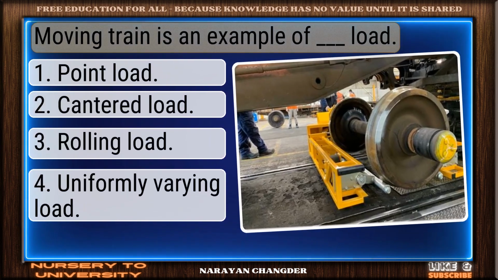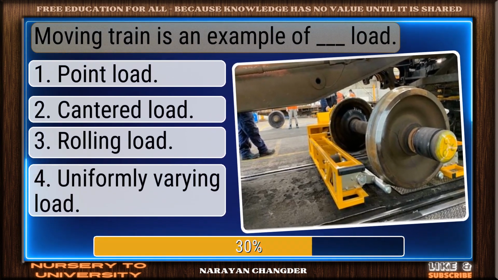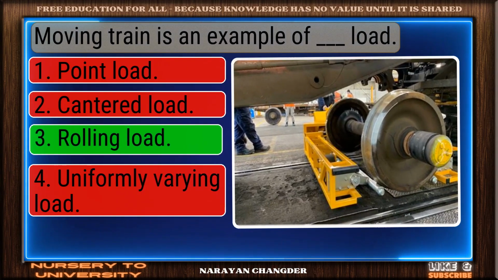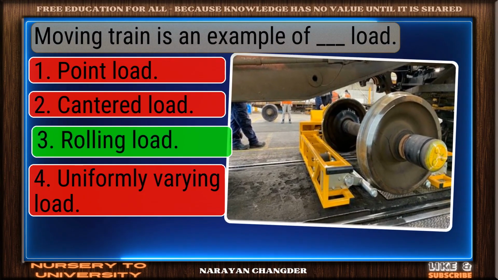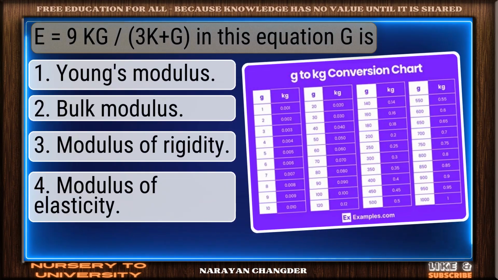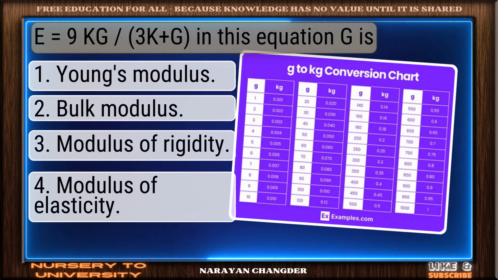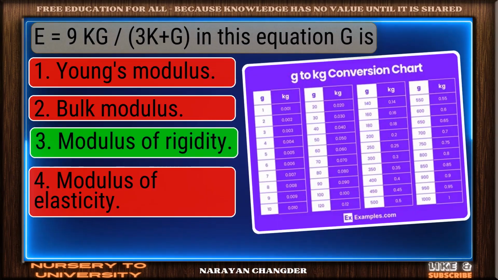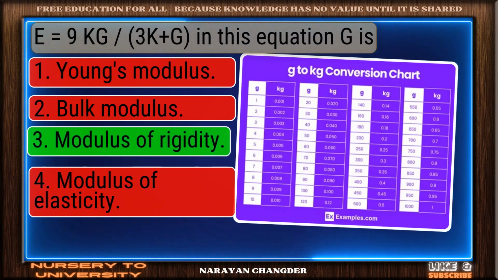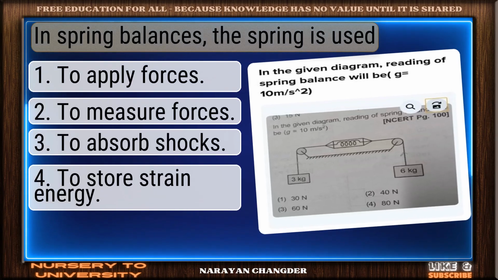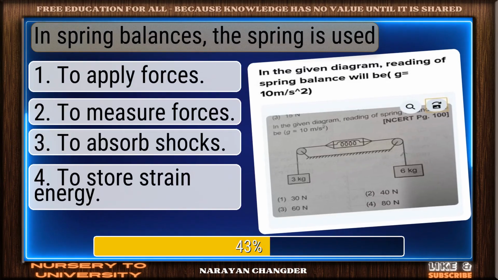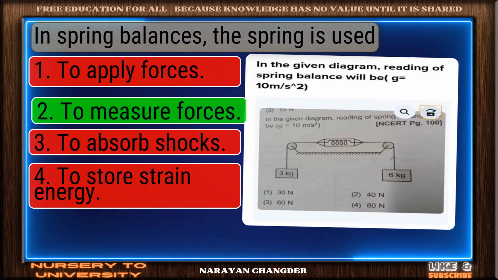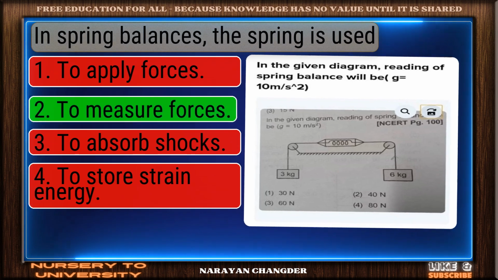Moving train is an example of dash load. Right again. Rolling load is a valid answer. E equal to 9 kg in this equation G is. On track. Modulus of rigidity is the correct answer. In spring balances, the spring is used. Excellent choice. To measure forces is the right answer.